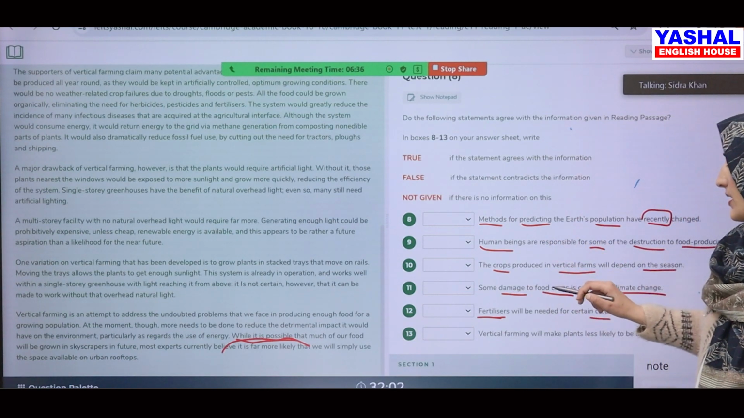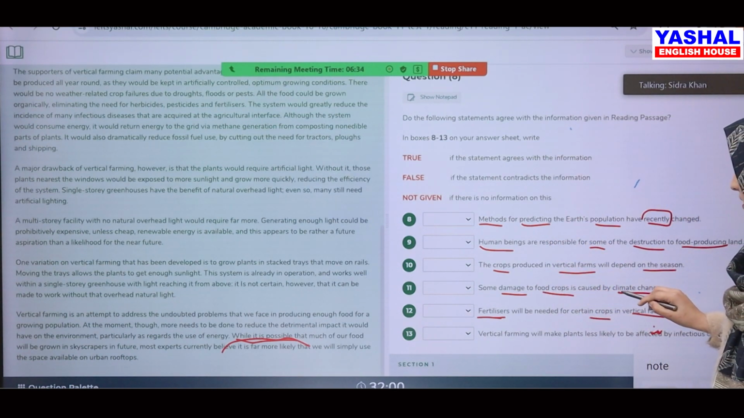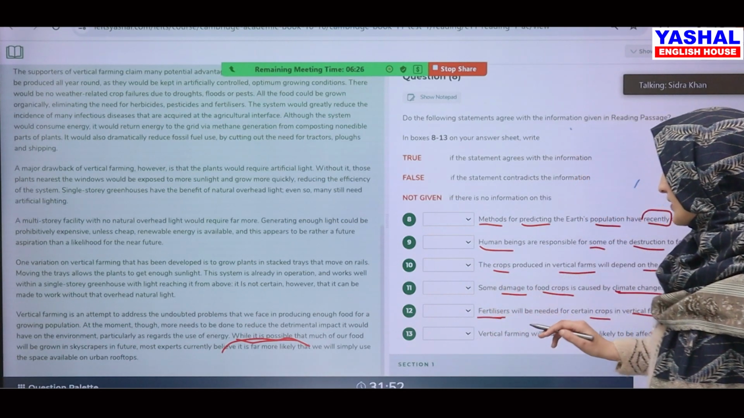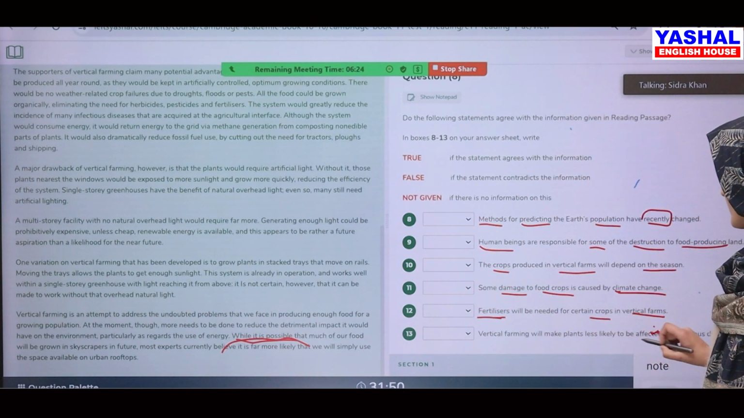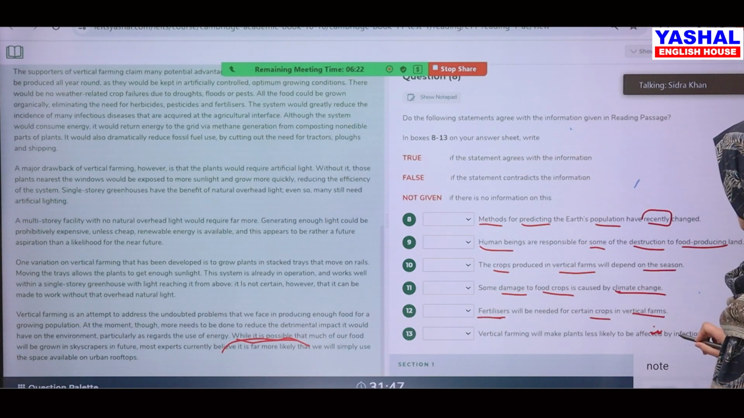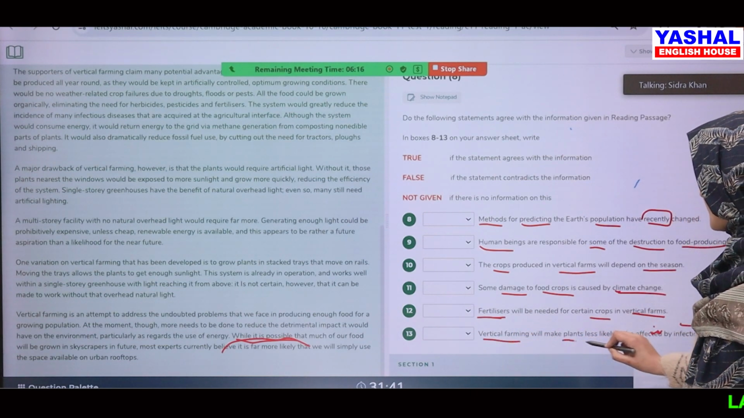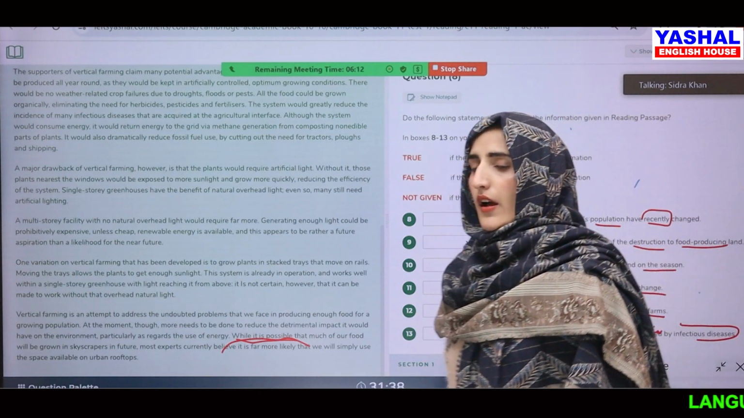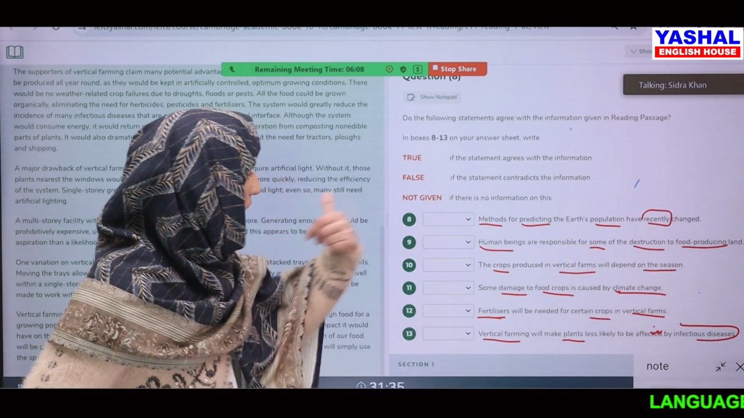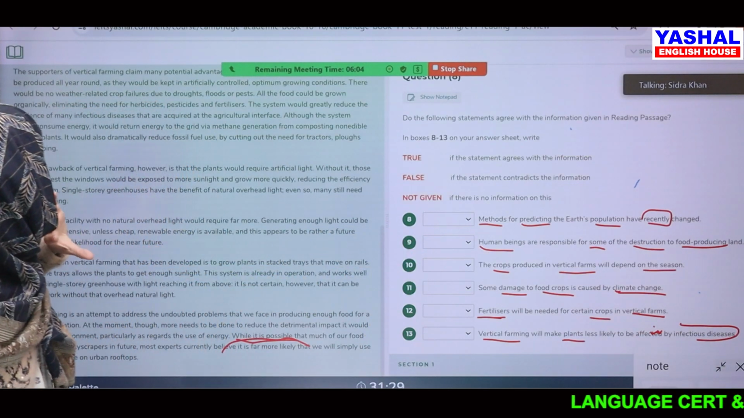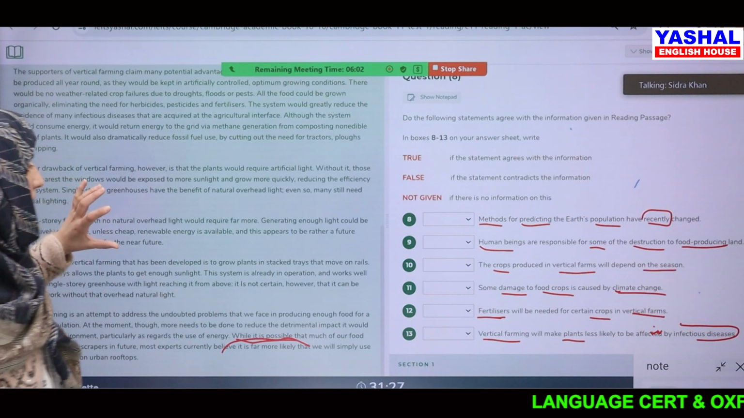Okay. Some damage to food crops is caused by climate change. So climate change is the word again. Climate change, you can say weather situation or anything related to this one. Vertical forming will make plants less likely to be affected by infectious diseases. So here again the words are infectious diseases, and vertical forming will make plants less likely to be affected. Okay. Now we have read all the questions and underlined the important words, keywords. Now it's your task to find the answers.